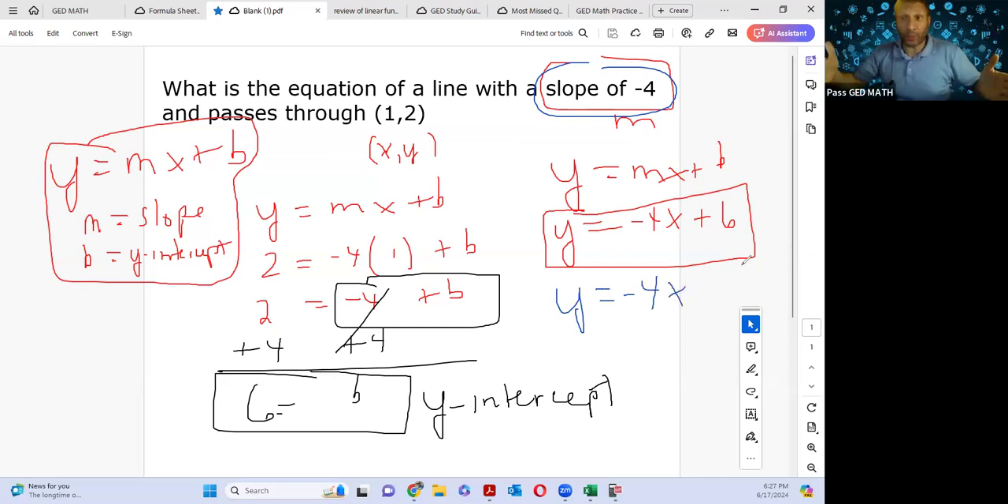So when you look at your multiple choice, if you only have one equation that starts with y equals -4x, you're done. But if multiple options have -4 as the slope, then you've got to find b. Watch this. This is how you do it.